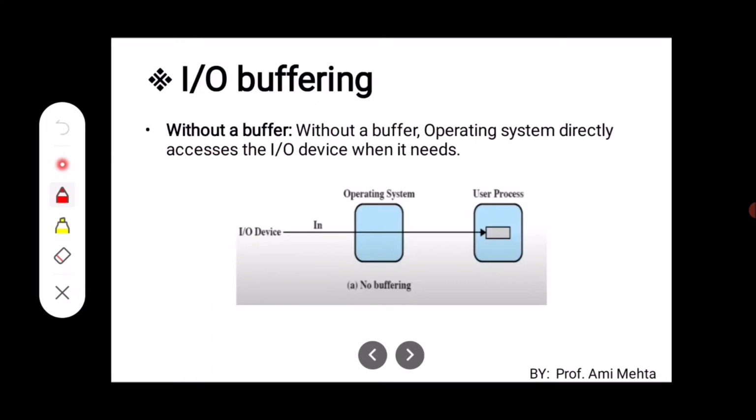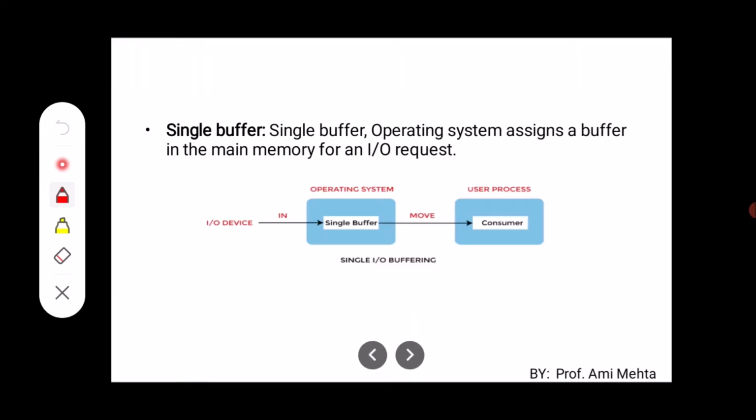Now how and why is I/O buffering required? First we discuss what happens if we are not using a buffer. Without a buffer, the operating system directly accesses the I/O devices when it needs. So this is the operating system, and there is no concept of buffering. For example, when a user process wants some input, or wants to write or print something, the operating system directly accesses the input-output devices when required.